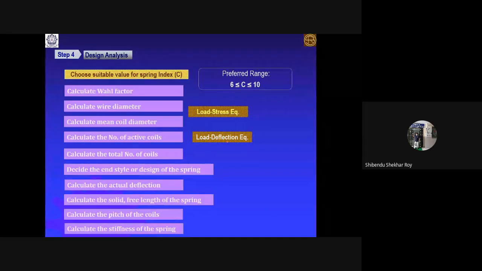Now, what do you have to design? The very first step in design analysis is to choose the suitable spring index. For a closely coiled helical compression spring, the C value, the spring index value, is preferably chosen as 6 to 10. In some cases you can move down to 3 and up to 12, but preferably within 6 to 10. Once you know C, then you can easily find the Wahl factor, which you already know: (4C minus 1) divided by (4C minus 4) plus 0.615 by C. It is a function of C.